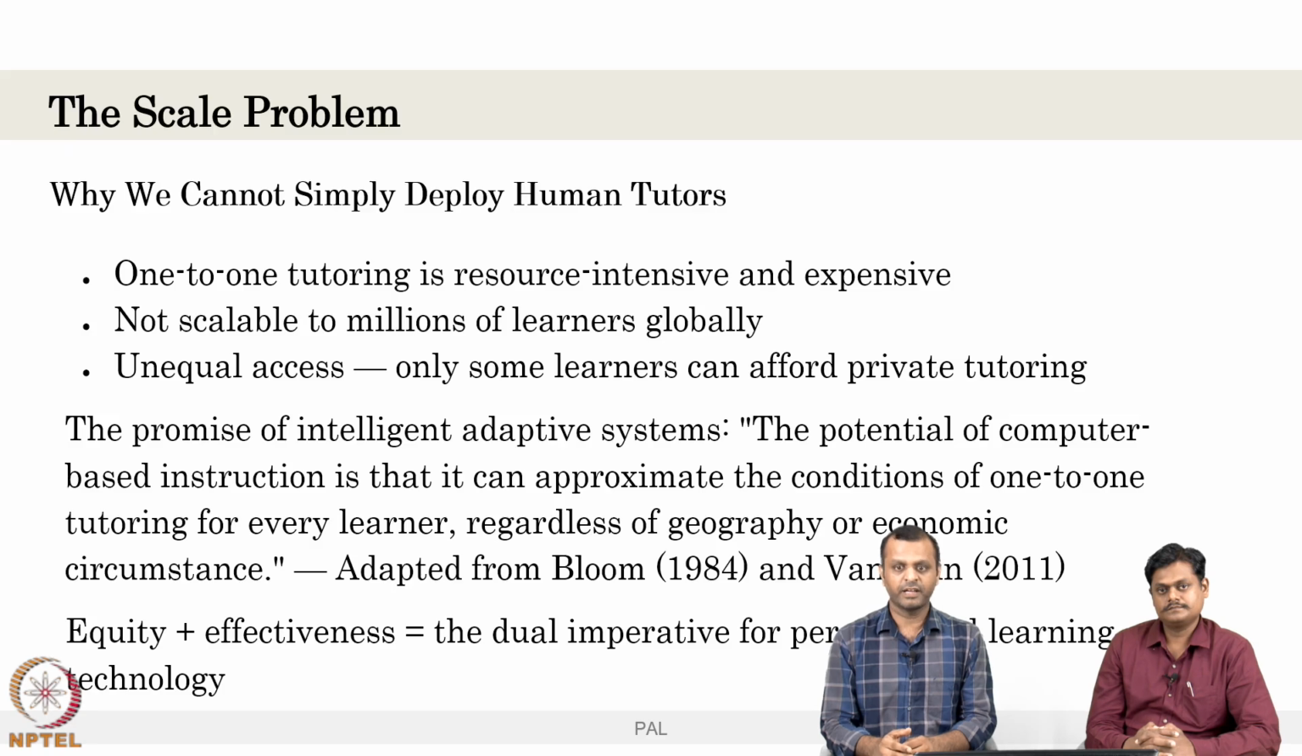Based on VanLehn's response, the potential of computer-based instruction is that it can approximate the conditions of one-on-one tutoring for every learner, regardless of geography or economic circumstances. Which means we could replace the effort of one-on-one tutoring by providing a computer-based learning environment accessible to every learner across the globe, irrespective of economic circumstance. That's the idea of personalized learning tutoring, and that's how its birth started.